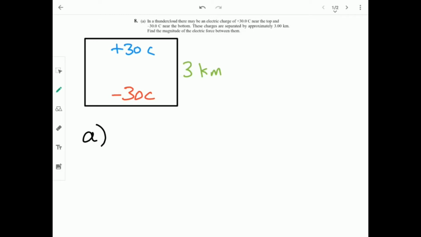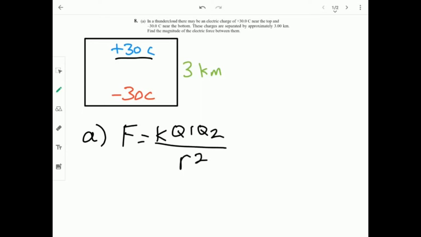So I've drawn a basic square here representing the cloud. So you have 30 coulombs near the top and negative 30 coulombs at the bottom, and the distance is 3 kilometers. So I'm trying to find the force between them. Obviously when you have 2 charges and you want to find the electric force, you apply Coulomb's law, which says F equals k Q1 Q2 over r squared. Now one thing that you should know is that Q1 times Q2 is always taken as an absolute value. So if you have a positive times a negative, it doesn't matter, the product should always be positive. So the force has to be positive, in short.